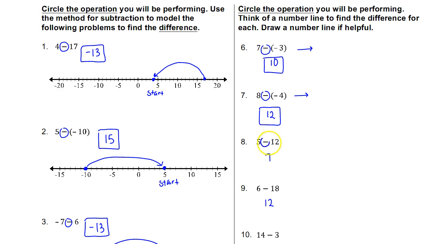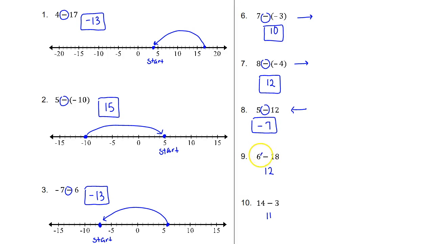For number 8, 5 and 12 are 7 apart on a number line. To get from 12 back to 5, I would have to go left, so my difference would be a negative 7. For number 9, 6 and 18 are 12 units apart on a number line. And to get from 18 back to 6, I would have to go left, so my difference is a negative 12. For number 10, 14 and 3 are 11 apart on the number line, and to get from 3 back to 14, I would have to go right on the number line, so this would be a positive 11.